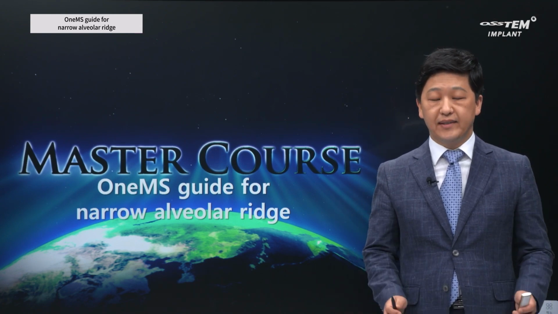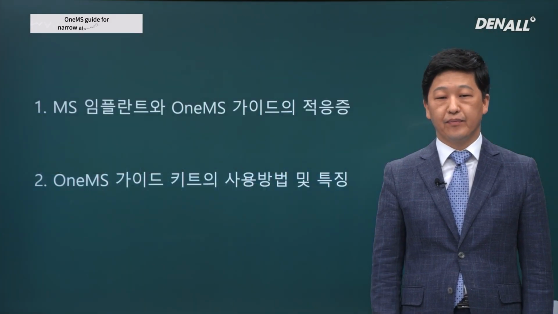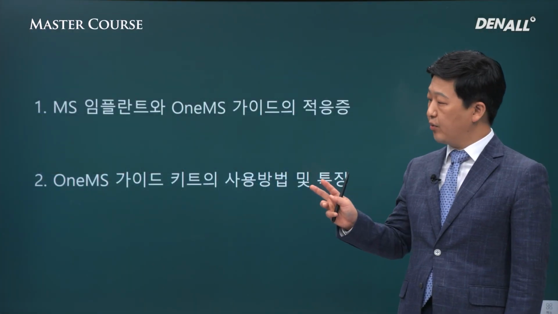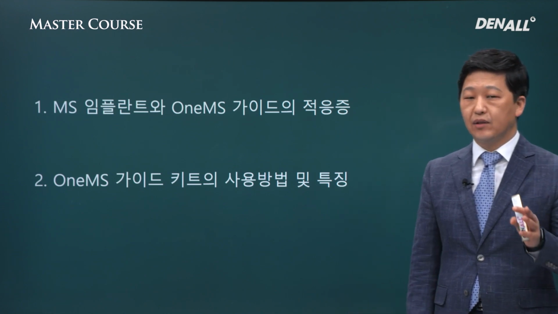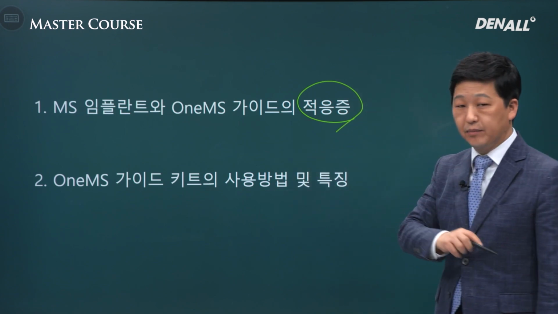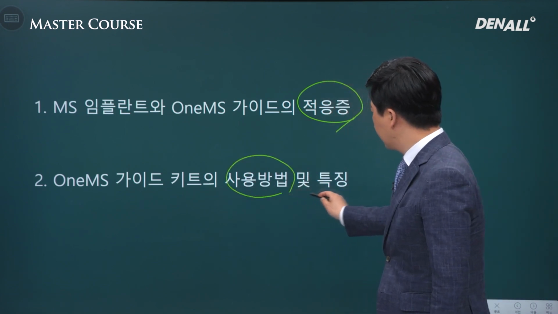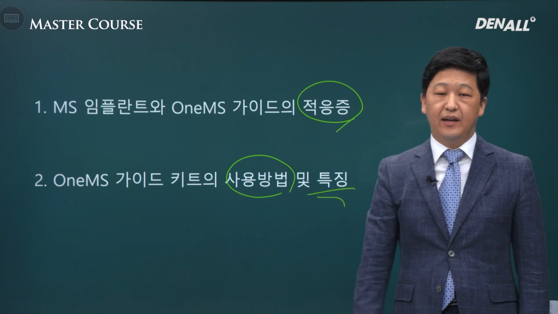So today I want to talk about the OneMS guide for narrow alveolar ridge. I'm going to talk about two topics. I'm going to talk about MS implant and indication for OneMS guide. I want to talk about how to use OneMS guide kit and its characteristics.